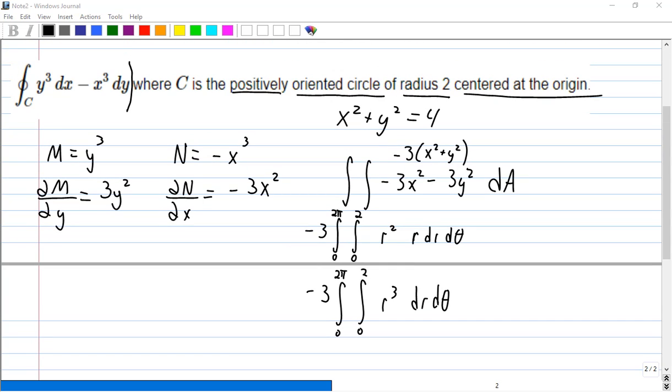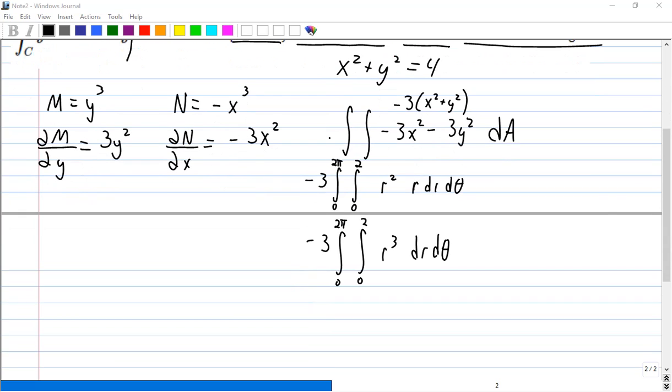Alright, so use Green's theorem to work out this problem. That's the first part. Alright, what'd y'all get? I do everything for y'all. r to the fourth over 4, 0 to 2.